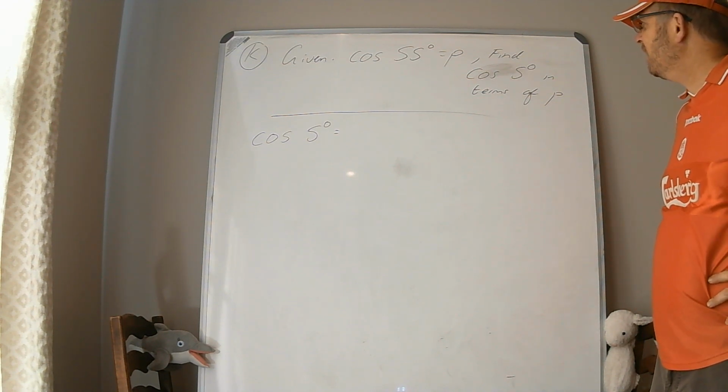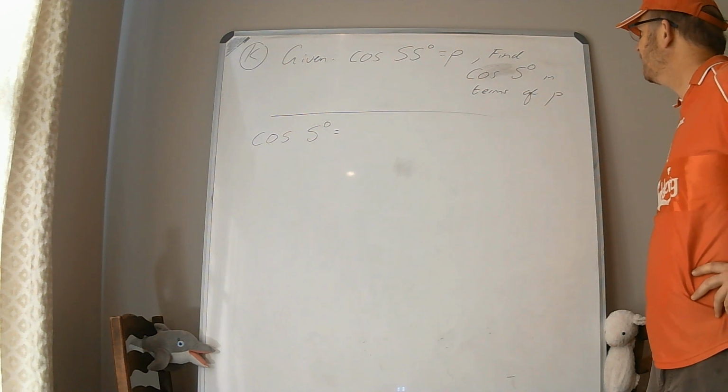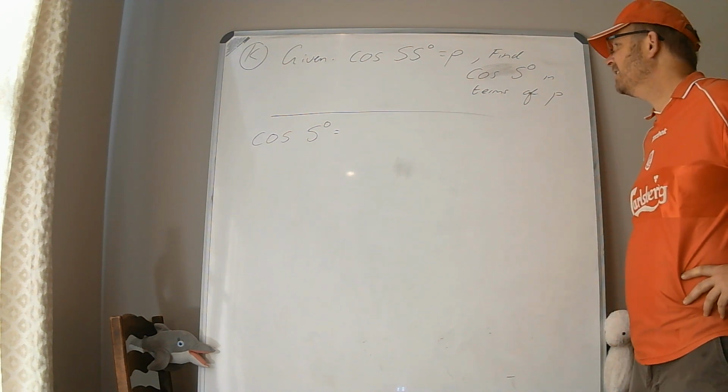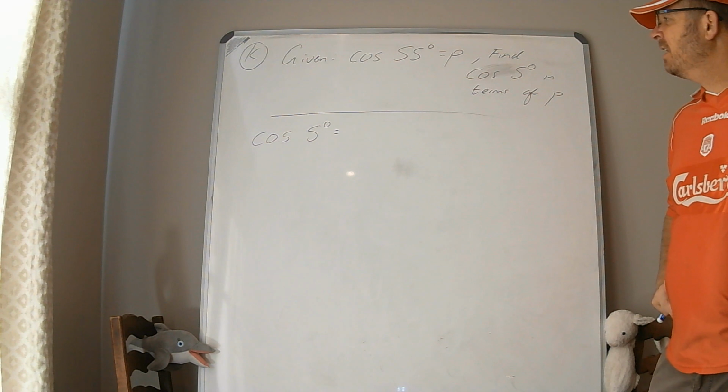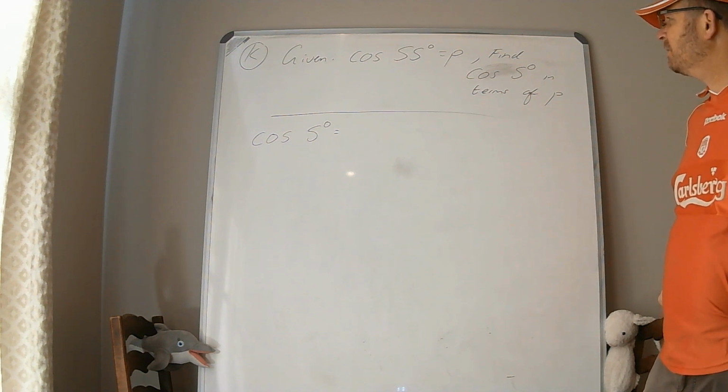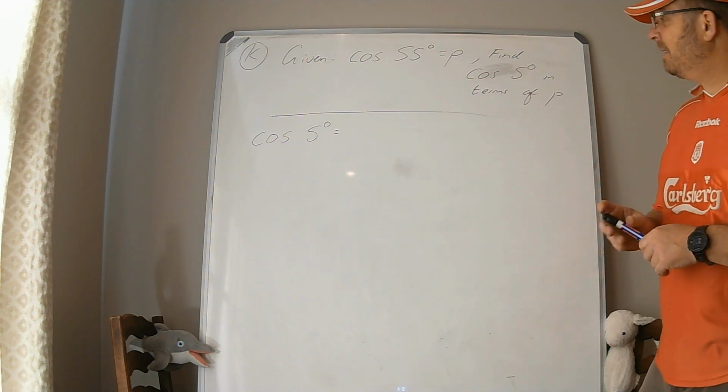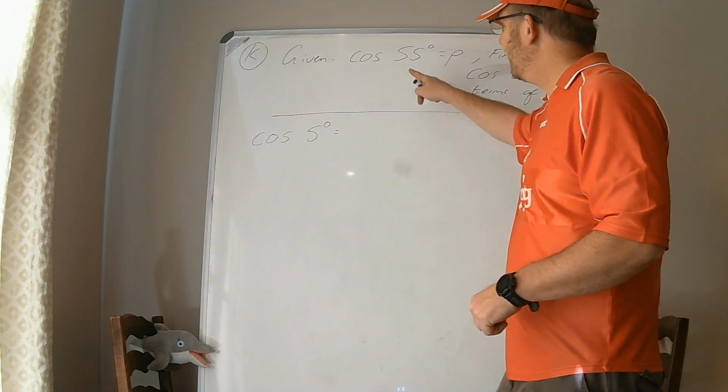And the question, Valerie, says, given cos 55 is equal to P, find cos of 5 degrees in terms of P. Right, so cos of 5 degrees, well, it's not a double angle or adding, okay, but we can work with a special angle and 55.